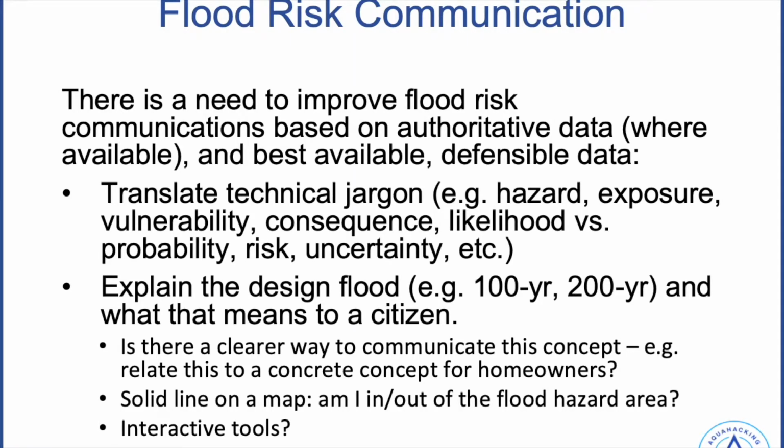So as we're saying, there's a need to improve flood risk communications based on authoritative data where that's available, and best available and defensible data. And so I think as part of the communications, we need to translate some of the technical jargon that's used in the realm of flood management. We need to explain the design flood, such as that 1 in 100-year, 1 in 200-year flood, and what that means to a citizen. What are the implications or consequences? Is there a clearer way to communicate this concept in a concrete way that homeowners can understand?